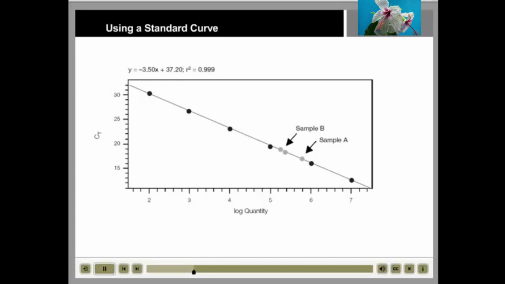A linear regression analysis of the data generates an equation, which is then used to derive the quantity of the test samples, samples A and B here. For this approach to be effective, the CT values for the samples must be within the range of the standard curve.